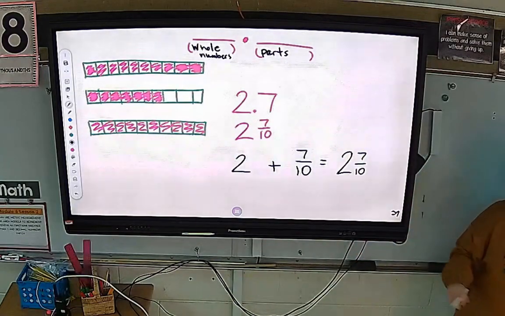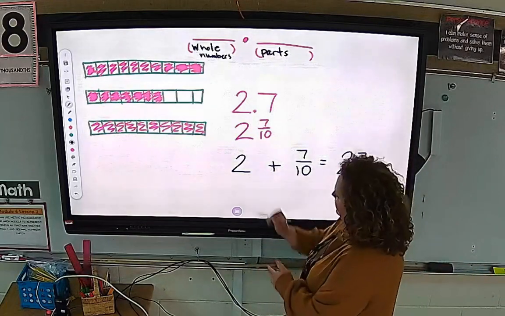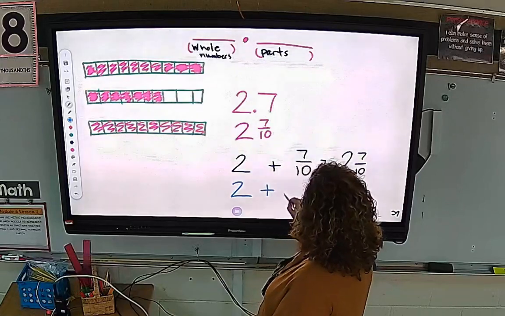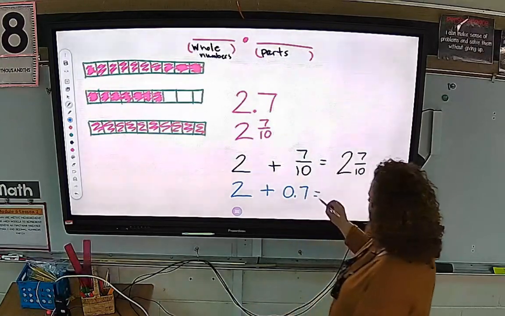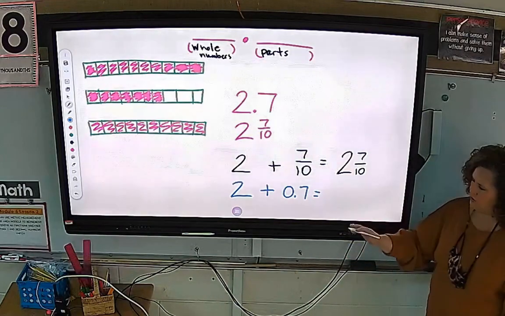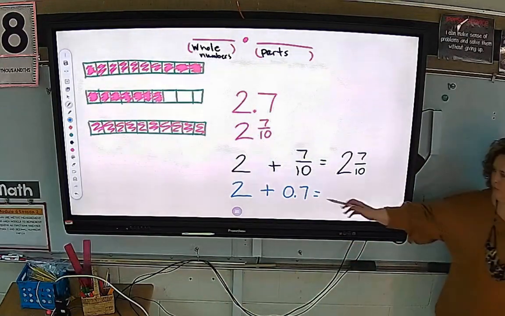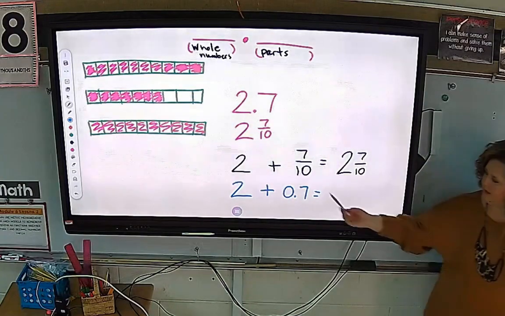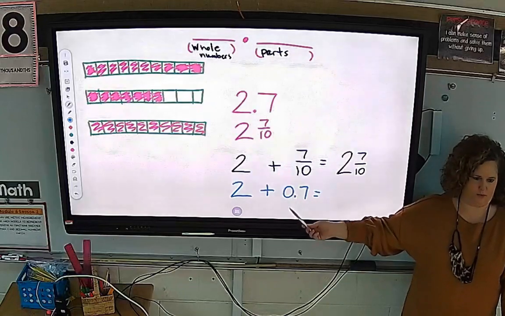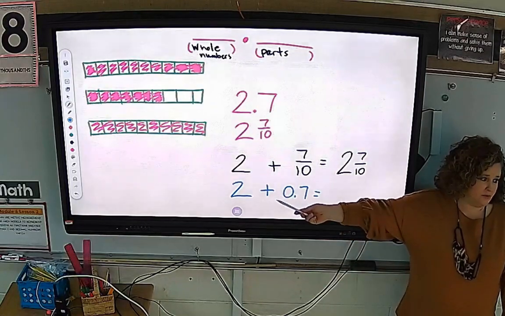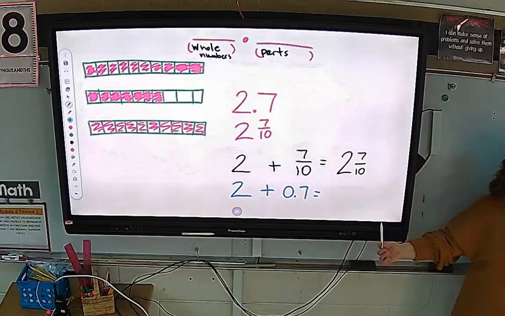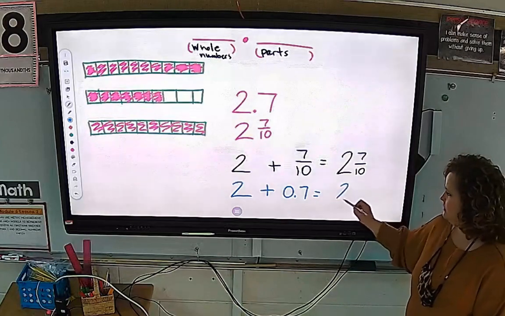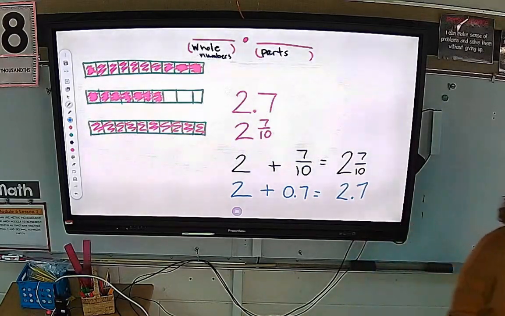Super simple. Okay. So, just like that, with our decimals, if we have 2 plus 7/10 or 0.7, what is our answer going to look like? We're just moving it together. See, that 0 is kind of holding a place for you for whole numbers. Well, the 2 is a whole number, so it gets to go there. Okay. So what is this going to look like? Yeah. 2.7.